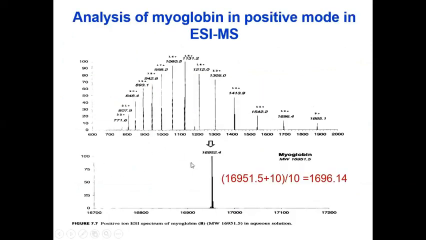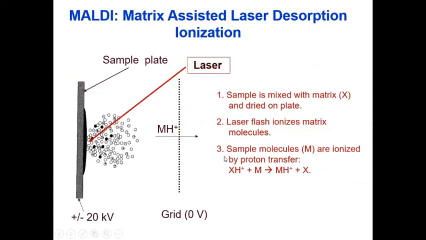This slide shows the ESI peak for analysis of myoglobin in positive mode. We know the molecular weight of this myoglobin. It is a type of hemoglobin present in different types of animals, and the molecular weight is 16,915.